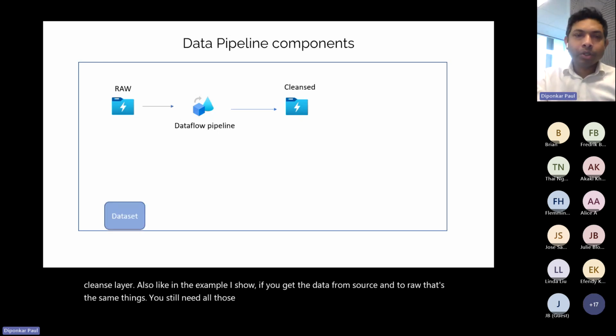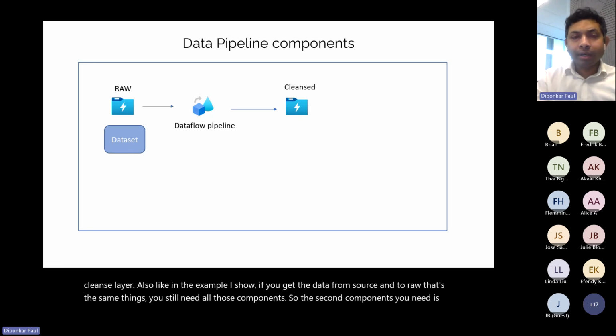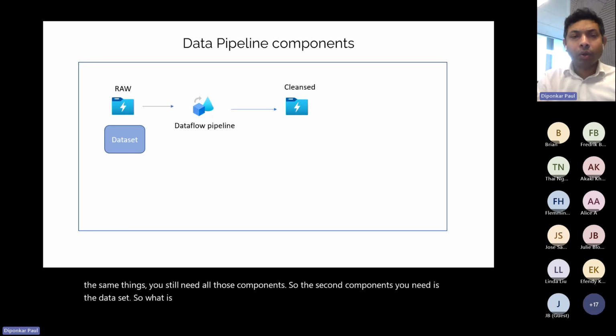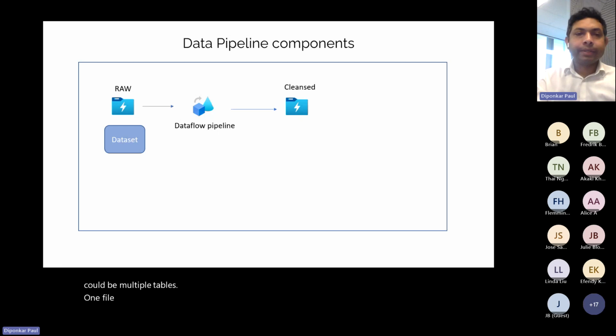So the second component you need is the data set. So what is a data set? A data set is nothing but your files, and it could be multiple files, it could be multiple tables or one file. That's the data set.